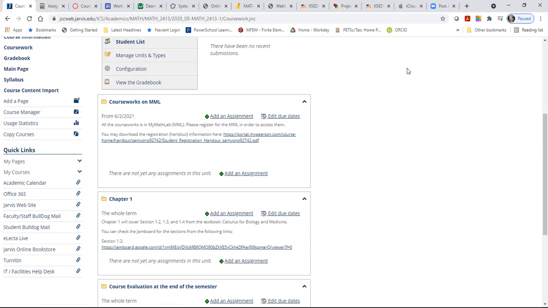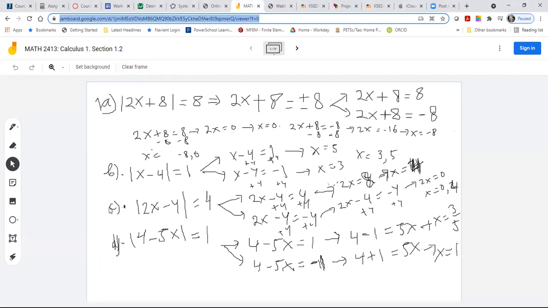Oh, sorry. Can you see the portal? Yeah. So you need to go to the coursework, right? When you click the coursework, it will give you here. It will be this one. Oh, I found it, for the MyMathLab, right? And then down here is the Jamboard for section 1.2. But I just worked on number 1, A, B, C, D. Okay, and then what else here?